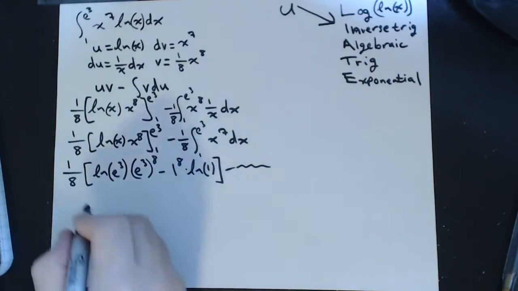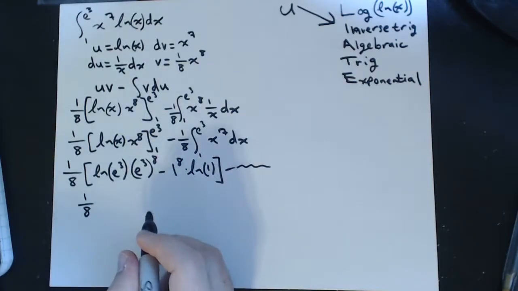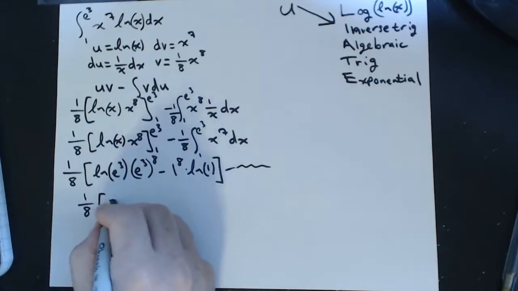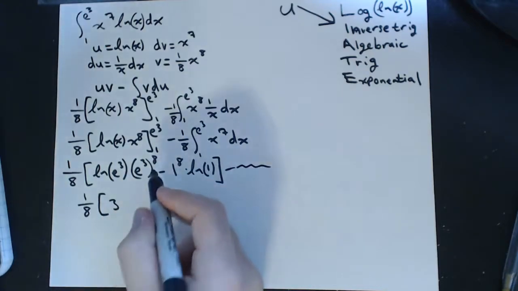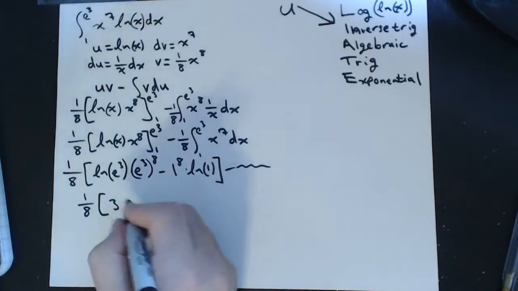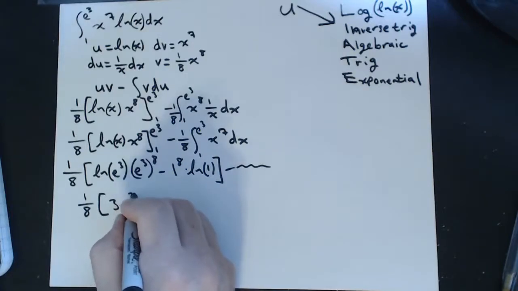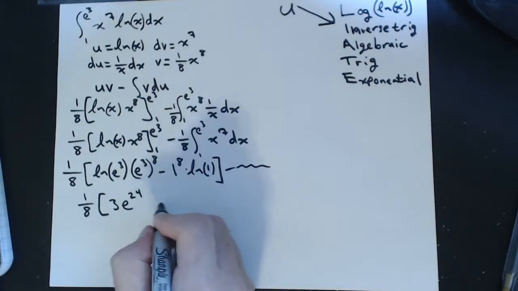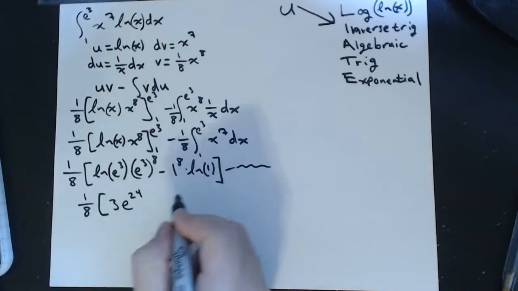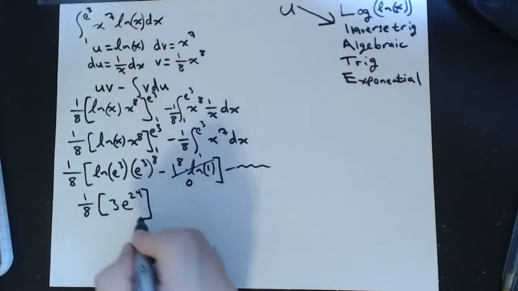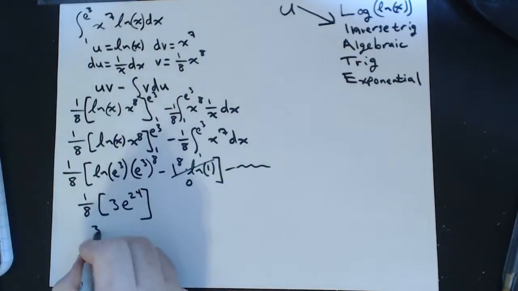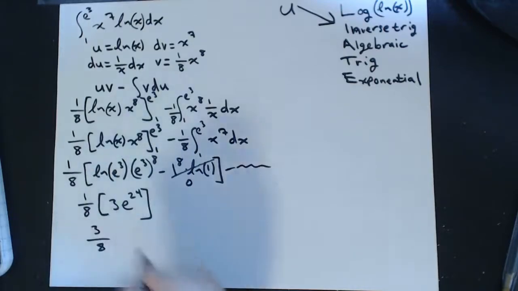So this is going to come out to be 1/8. This ln of e cubed is just going to become 3. And this e to the 3rd to the 8th, we're going to multiply the exponent power, so we're going to have e to the 24th. And then this over here, well, this is going to be 1, and ln of 1 is 0, so this is going to be 0. This is going to cancel out, so we're going to end that right there. So I'll just rewrite this again. 3/8, pulling the 3 out of there, e to the 24th.